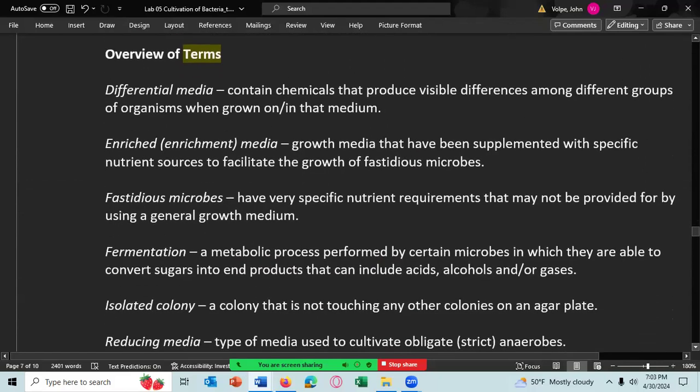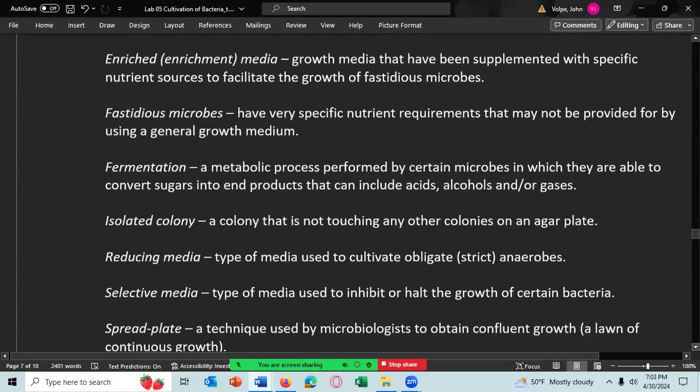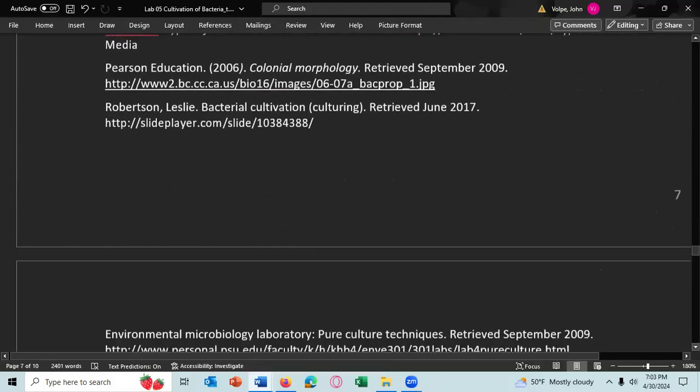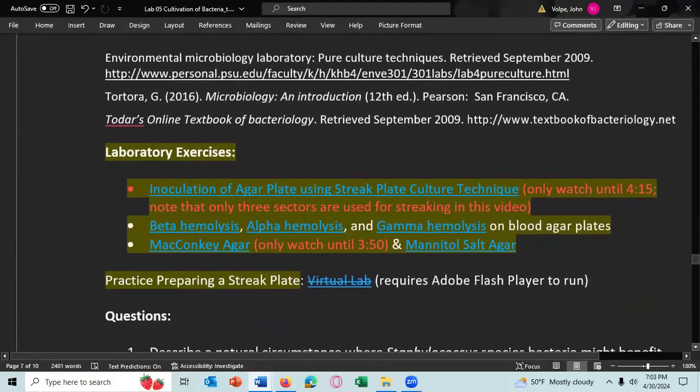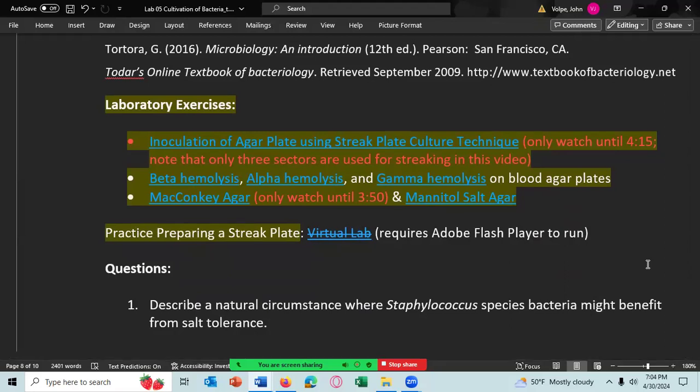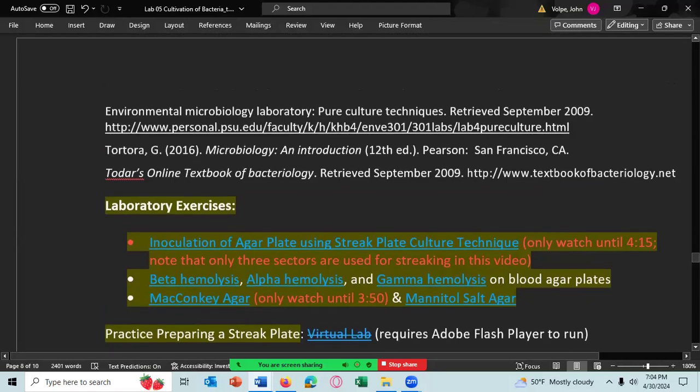All right, know the terms of this lab. Don't need to know the references. In today's lab, we're not going to be doing any of this actual work. Everything we do will be done online. However, you are held responsible for understanding the material.